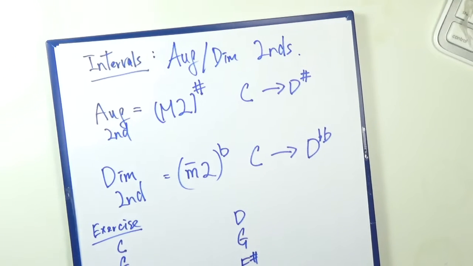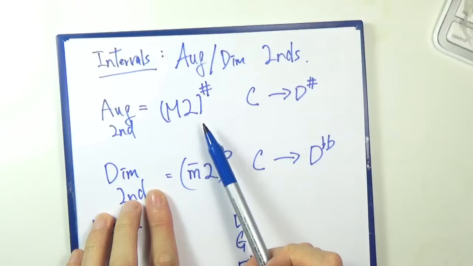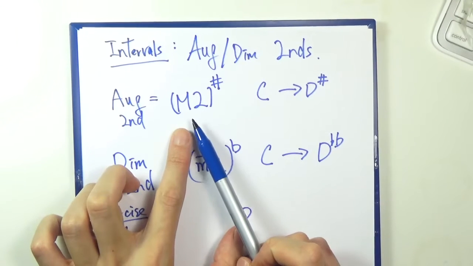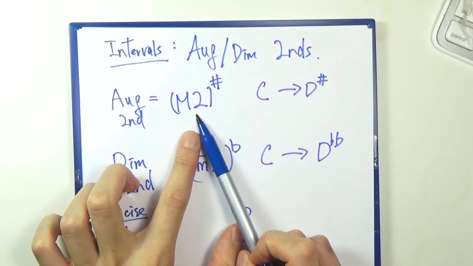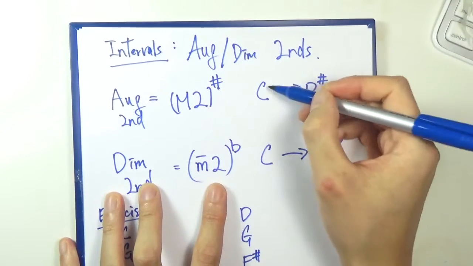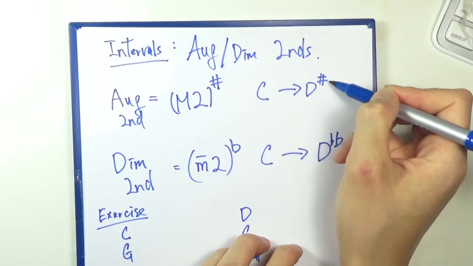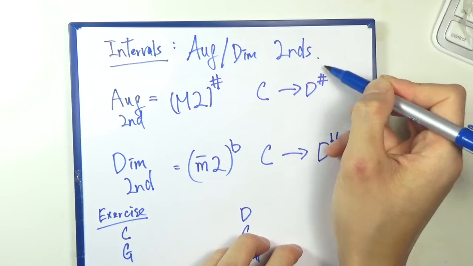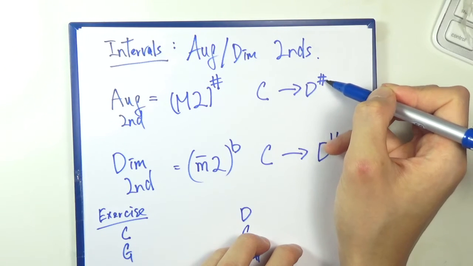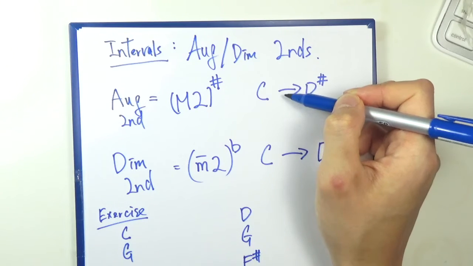Alright, so last time, a quick recap. Last time we talked about major seconds, minor seconds, and we also worked out a bunch of exercises. For an augmented second, take the major second up a half step. For example, if you have a C, your D is your major second. You raise that further by a half step. That would be your augmented second. So D sharp is the augmented second of C.